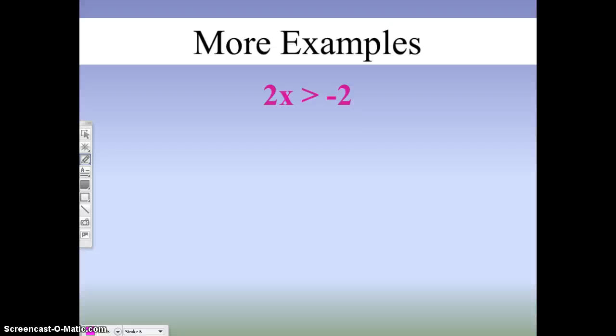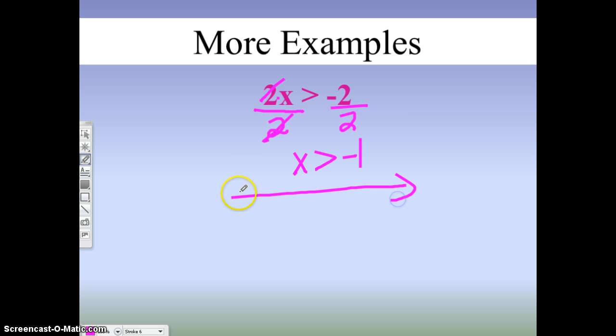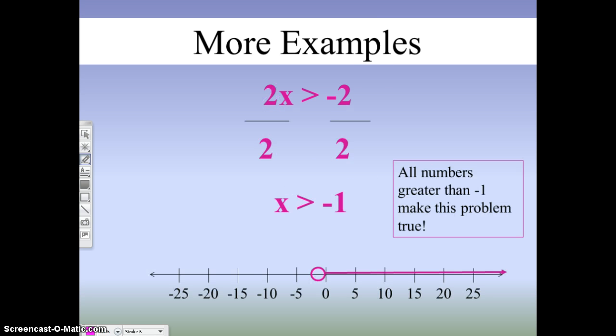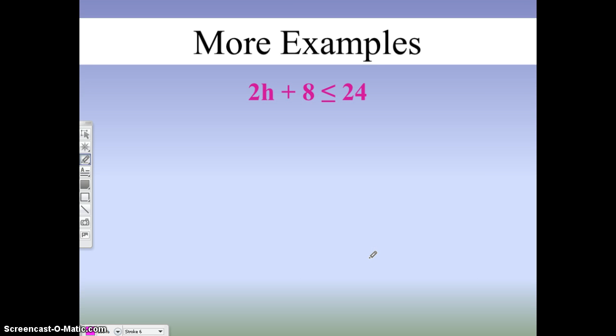All right, one more example. In this example, we don't have any addition or subtraction to do. We will jump straight to multiplication and division. We want to undo it, so we will divide by the opposite. X is greater than negative 2 divided by 2 gives us negative 1. Can X be negative 1? No, it cannot, because negative 1 is not greater than negative 1. So we do an open circle. Can X be 0? Is 0 greater than negative 1? Yes, it is. There we go. This is the right direction.